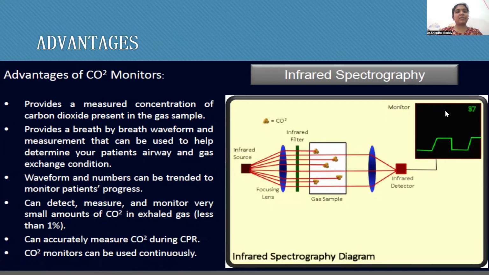Now, the advantages of these carbon dioxide monitors are that they provide a measured concentration of carbon dioxide present in the sample. They provide a breath-by-breath waveform and measurement that can be used to help determine the patient's airway and gas exchange condition. It can detect, measure, and monitor very small amounts of carbon dioxide, even in exhaled gas which is less than 1%. So it can accurately measure carbon dioxide during CPR also.